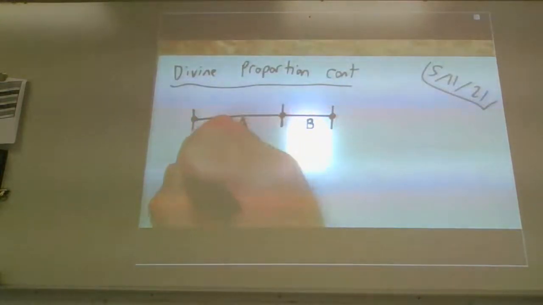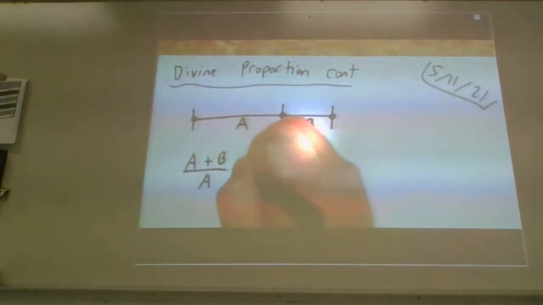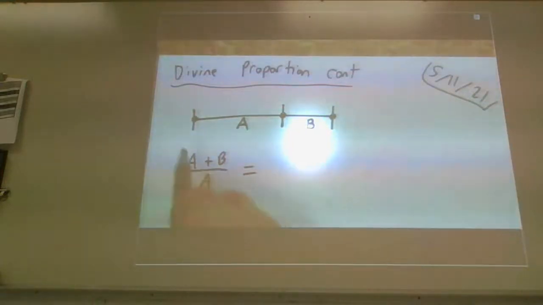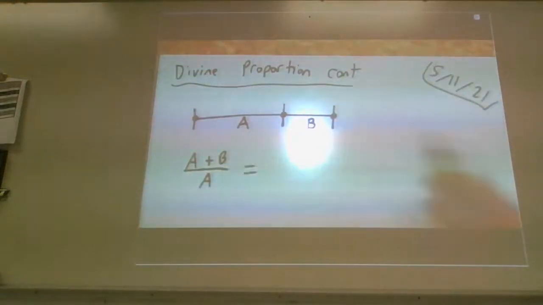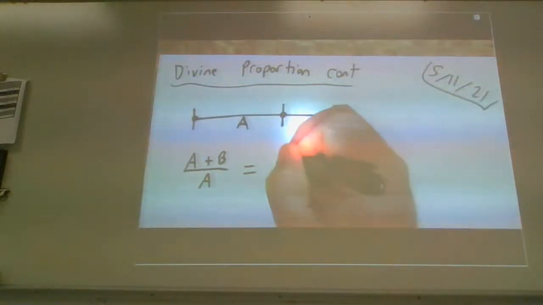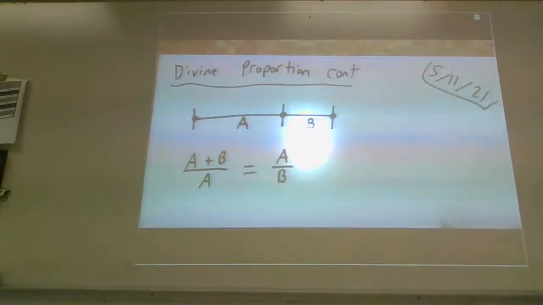to the length of the longer portion. Now, this is a ratio. A ratio is just a fraction. Ratio, rational, all that fun stuff. But what they're basically saying is the length of the entire thing, which is A plus B, in a ratio with the larger part, is equal to the ratio of that longer part to the shorter part.